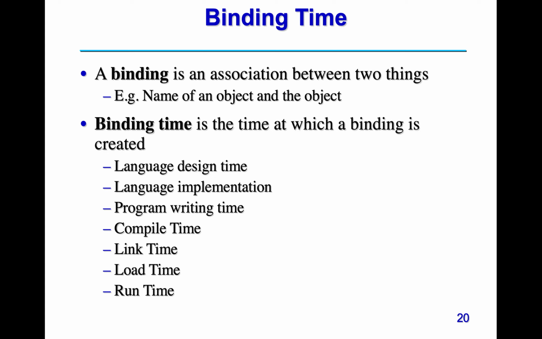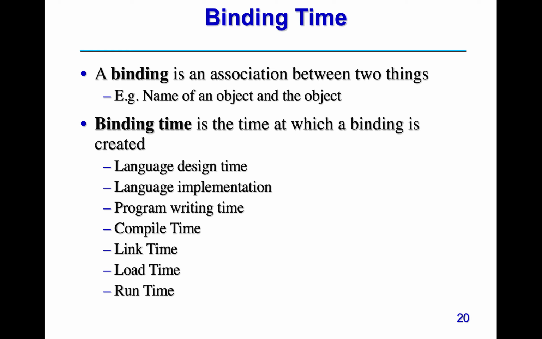So binding and binding times. A binding is an association between two things, the name and the object. So if I said integer i, i is bound to the concept that it is an integer type. That's a binding. The binding doesn't do the allocation in memory, it just does the association.